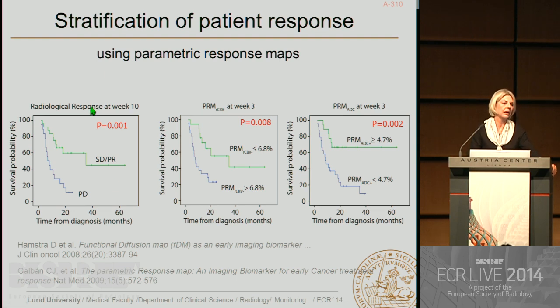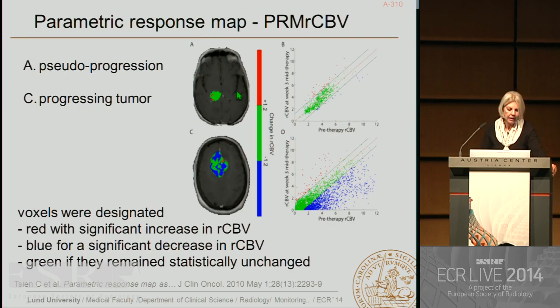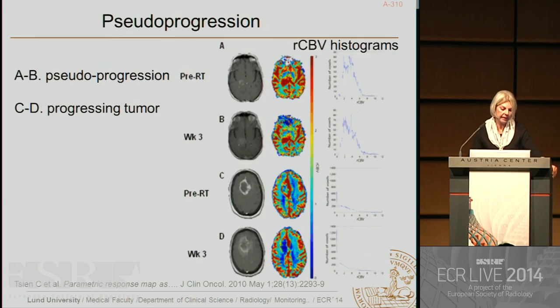And it fitted very well with the radiological outcome 10 weeks into therapy. Now, these have also been implemented on pseudo-progression versus progressive disease, where we have been able to demonstrate again that by using this technique, you are capable of separating patients that have pseudo-progression from those patients that have a true progression, both by looking at pre-treatment and then 3 weeks into therapy, and you could see that the histograms for those patients that had pseudo-progression are distinctly different from those that have a true progression disease.